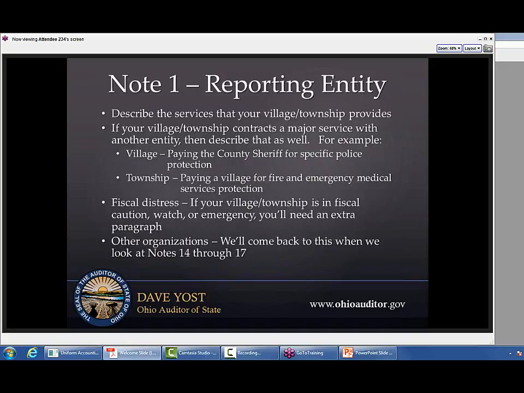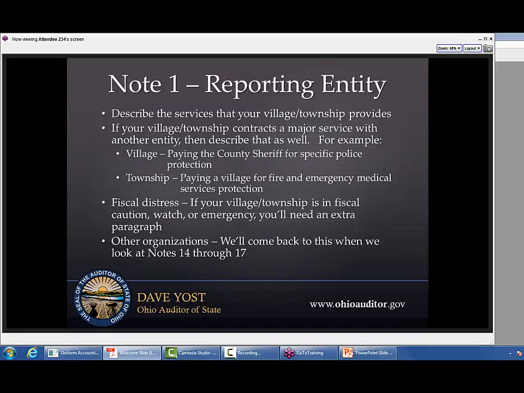If you're in fiscal distress, so if you're an entity that has been declared in fiscal caution, watch, or emergency by the Auditor of State's office, then you would also want to disclose that in Note 1. Now, I'm sure we have entities out there that think they're in fiscal distress on their own. That's not what this is meant to cover. This is meant to cover actually being declared by the office in fiscal caution, watch, or emergency. And if you have had that happen, then you want to put that in Note 1.